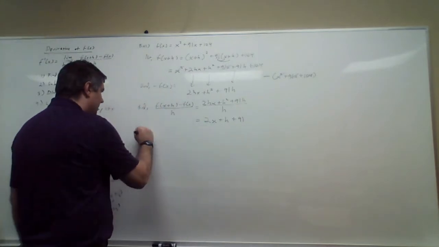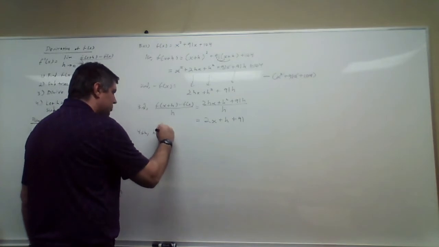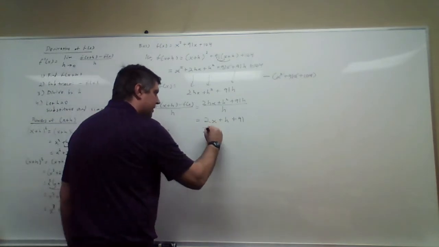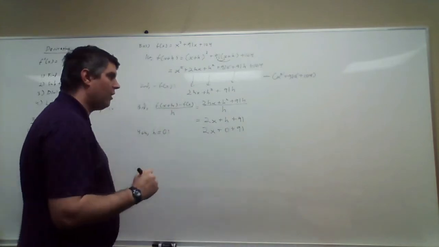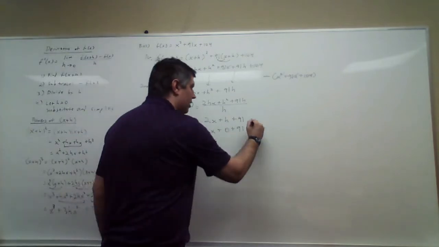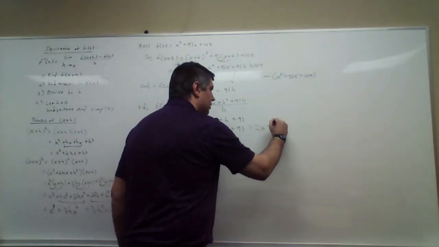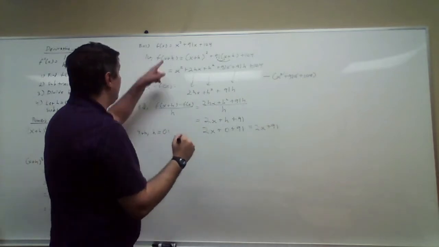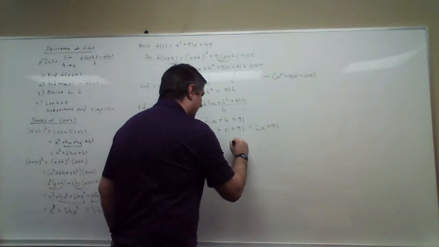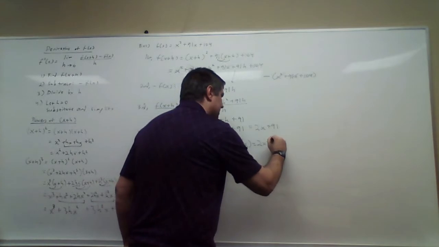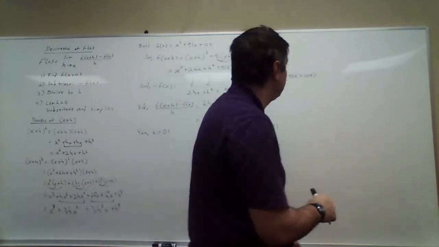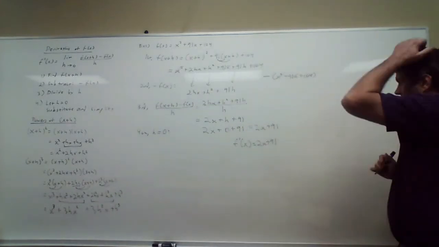So fourth, and not before, h equals 0. So I have 2x plus 0 plus 91. Well, folks, that's just 2x plus 91. So the derivative of this is f prime of x equals 2x plus 91. Okay?